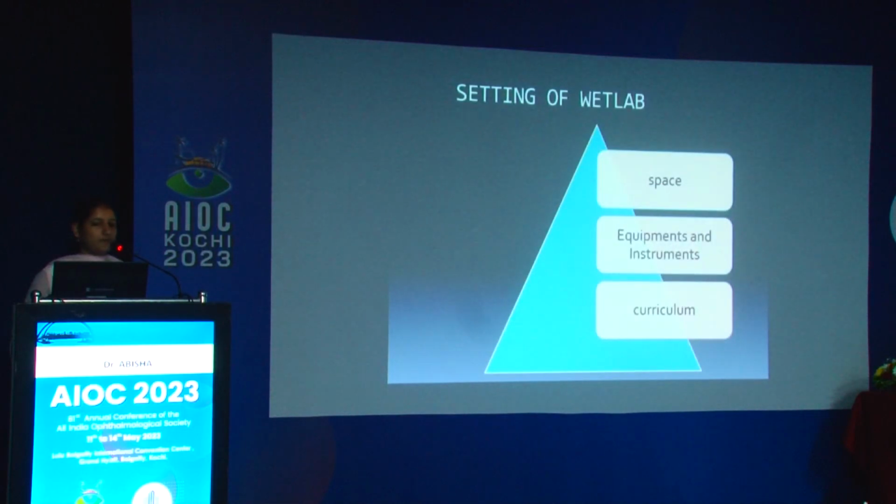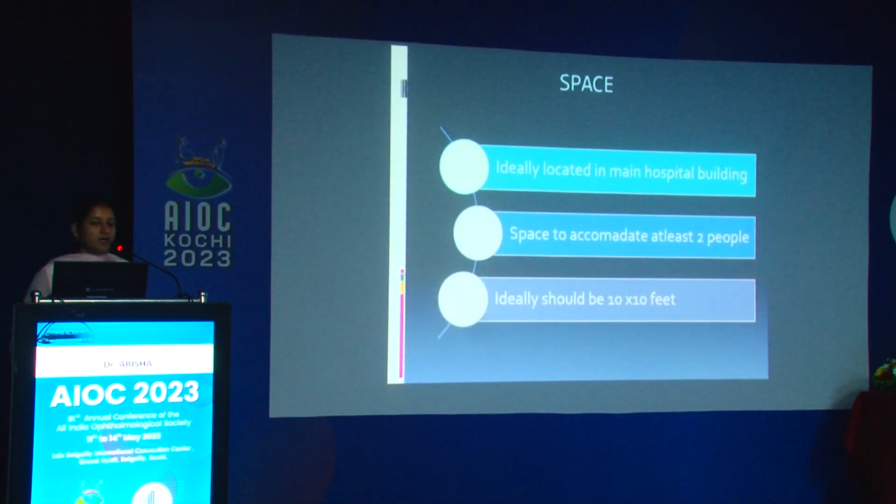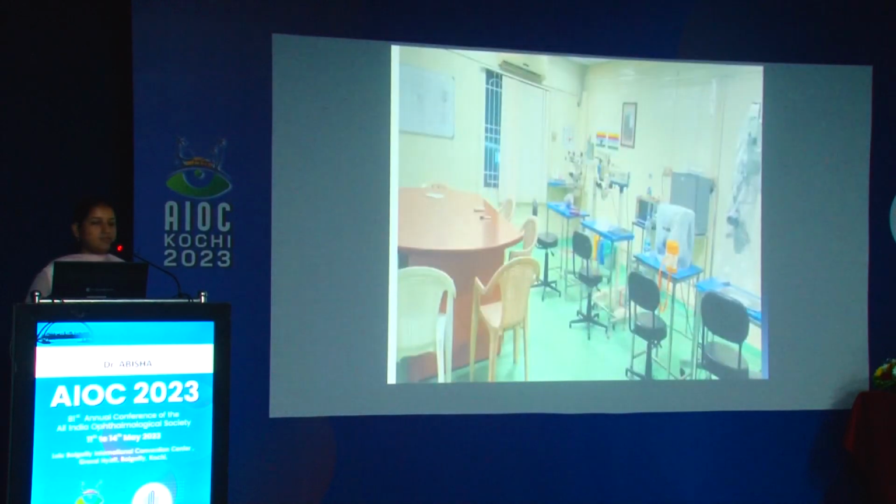Coming to the setting of a wet lab, we should have adequate space, equipment, instruments, and a proper curriculum. Ideally, the wet lab should be located within the main hospital building so that we can approach it whenever we are free. It should have space to accommodate at least 2 people, one trainer and one trainee, and should ideally be 10 by 10 feet. This is a wet lab setting in my hospital.